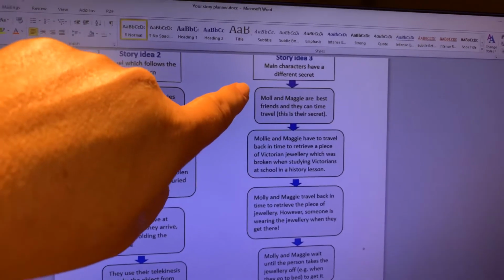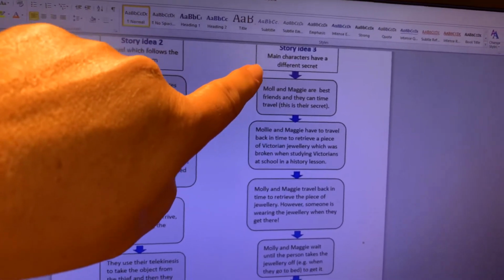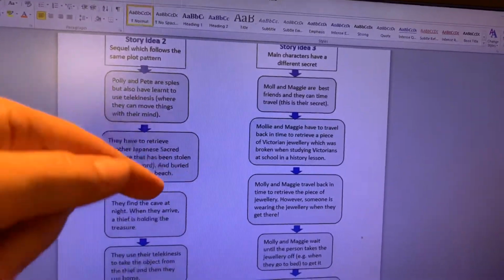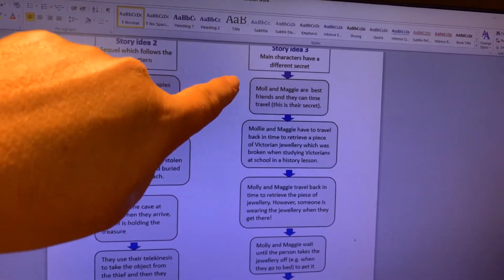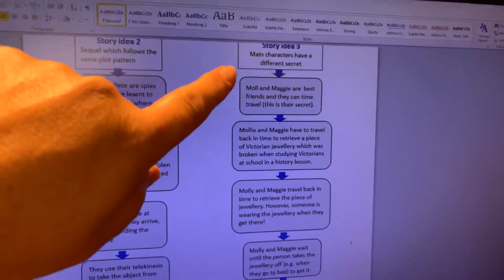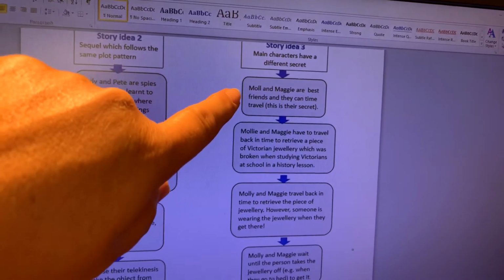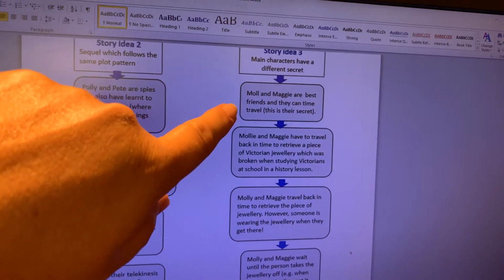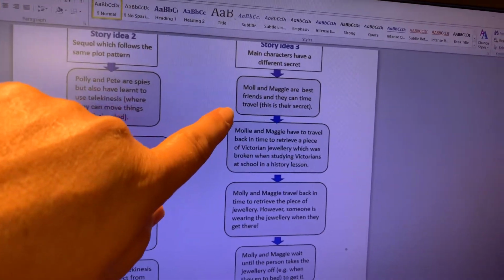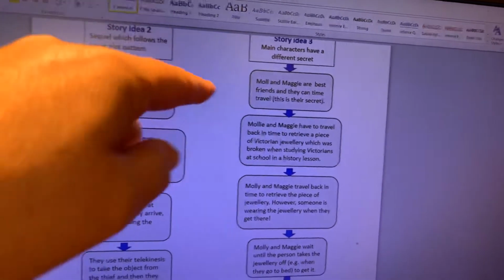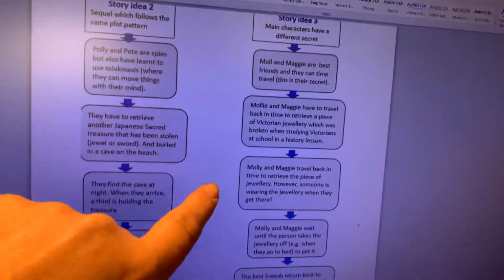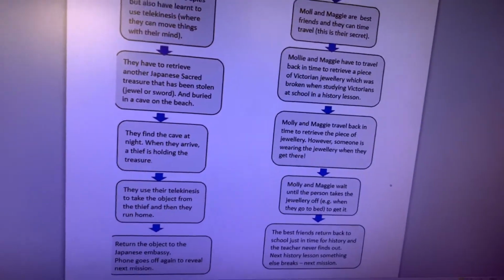Here we have the main characters and they have a different secret. So I'll tell you the secret and then you might like this. Again, you could come up with your own names. You don't have to use these names. You could come up with your own secret. Here's their secret though. This is Moll and Maggie, they are best friends and they have a secret. Their secret is they can time travel. So you could use that idea with your characters and you could follow this story plan.